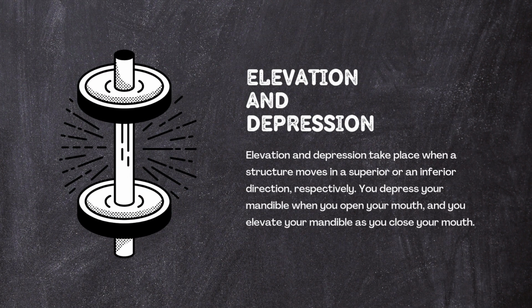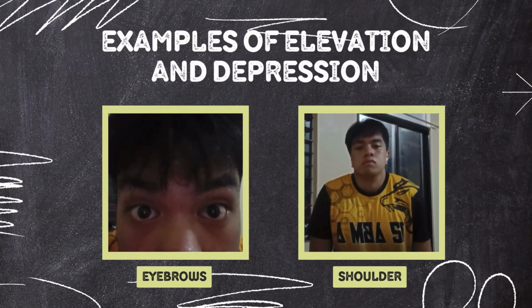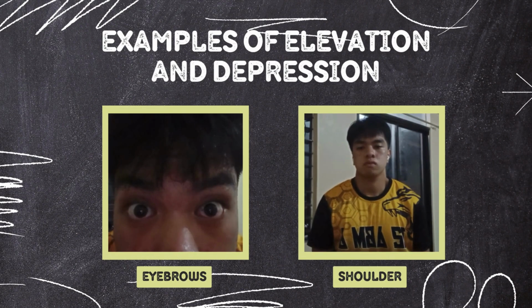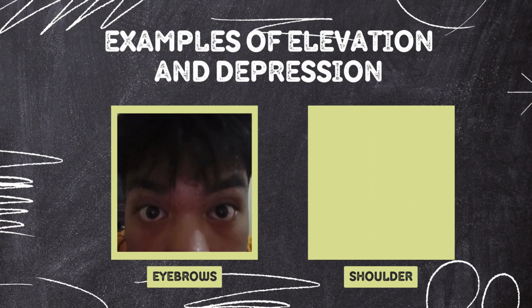Elevation and depression take place when a structure moves in a superior or an inferior direction, respectively. You depress your mandible when you open your mouth, and you elevate your mandible as you close your mouth. I showcase other examples of elevation and depression by showing the movements of the eyebrows and shoulders.